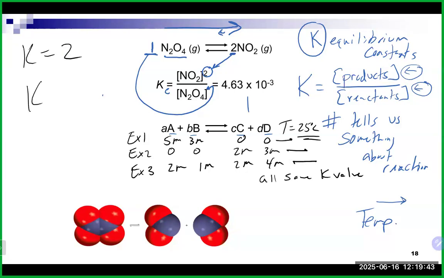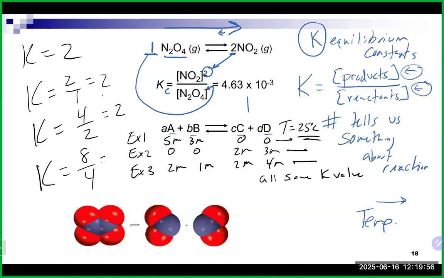I could get to 2 by taking 2 divided by 1. I could get to 2 by taking 4 divided by 2. I could get to 2 by taking 8 divided by 4. They all equal 2, I hope. Yeah, I'm going to stop there before I screw up, but they all equal 2 in this case, right? They're all different numbers, right?